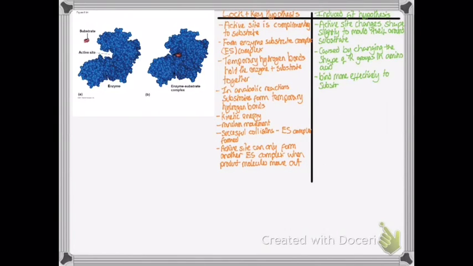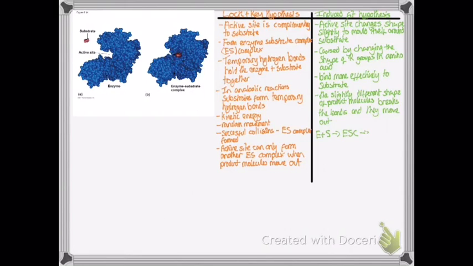Non-covalent forces such as hydrogen bonds, ionic attractions, van der Waals forces and hydrophobic interactions bind the substrate to the active site. The product molecules have slightly different shapes, so they detach from the enzyme, freeing the enzyme to catalyse another reaction. So we get the enzyme and substrate. This forms an enzyme-substrate complex. Then it goes to an enzyme-product complex, and then we get our enzyme and product, and the enzyme is free to react again.